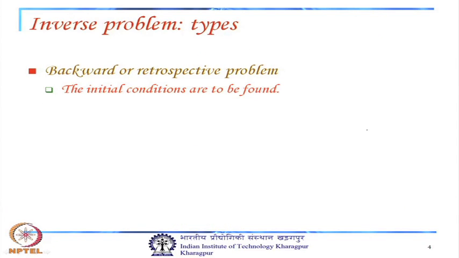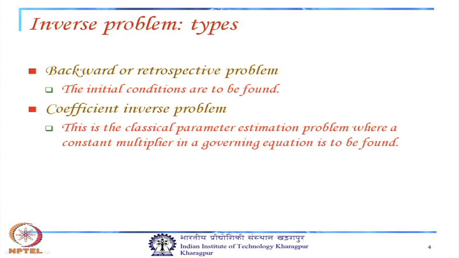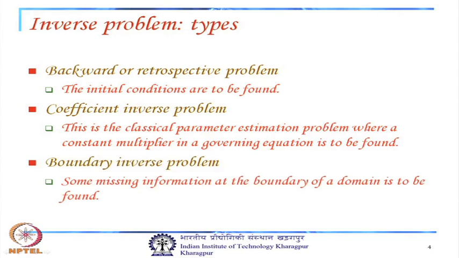Now, what are these inverse problems? So, first type is backward or retrospective problem. The initial conditions are to be found. Second one is coefficient inverse problem. In this one, classical parameter estimation problem, where a constant multiplier in the governing equation is to be found out. And boundary inverse problem, some missing information at the boundary of a domain is to be found out. So, our problem is basically backward or retrospective problem.